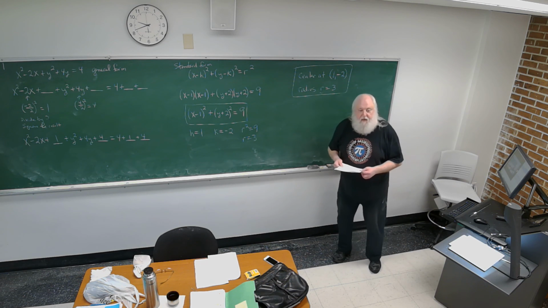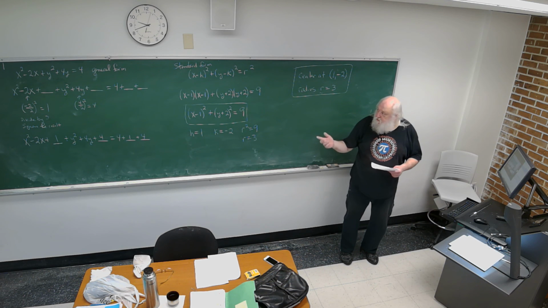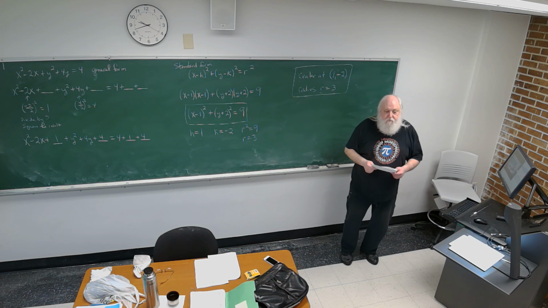Any questions on that, ladies and gentlemen? So you take the equation of a circle in general form, create two perfect trinomials, one in the variable x, one in the variable y. And then when you factor those perfect trinomials as perfect squares, you have the equation of the circle in standard form. That's the process.